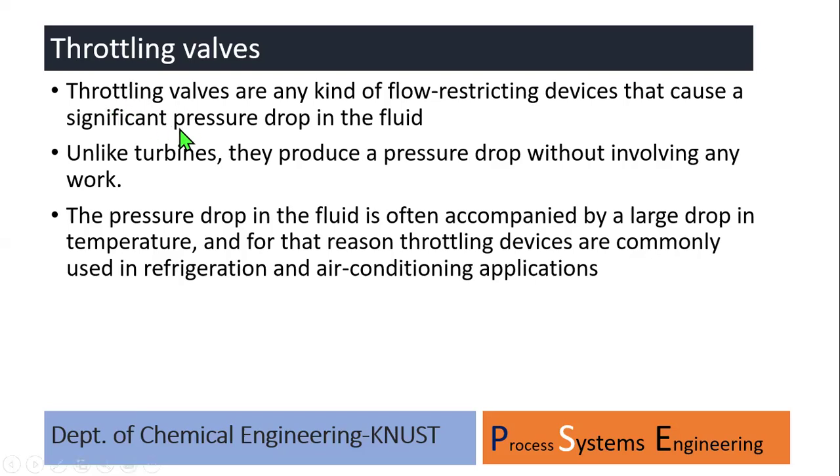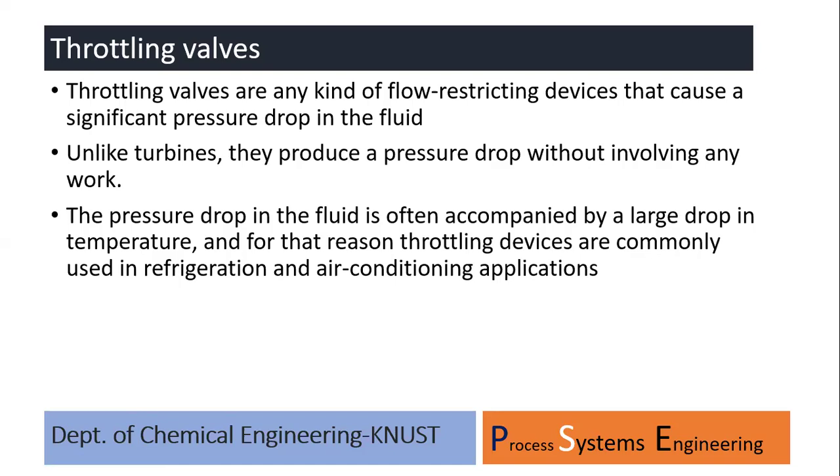So when we talk about throttling valves, these are devices that are used to restrict the flow of our material. And when we restrict the flow of the material, there's going to be a drop in the pressure that the material is coming with. So if the material was coming in at maybe 1 bar, we can use a throttling valve to drop the pressure to maybe 0.5 bar by just blocking that material as it's flowing. So unlike turbines, throttling valves are able to produce a pressure drop without involving any work. Remember that for turbines, there's some work that is going to be involved for the pressure to change.